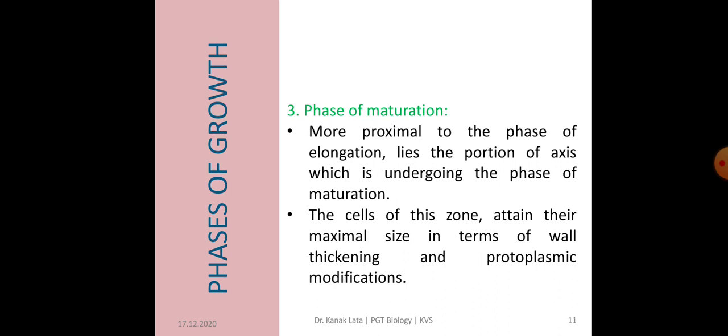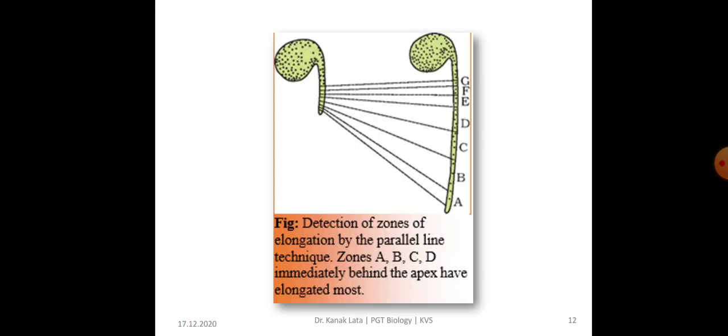The differentiation and maturation of various kinds of cells depend on a number of internal, external, nutritional, genetic and hormonal factors. The given figure indicates the zones of elongation in a young root.